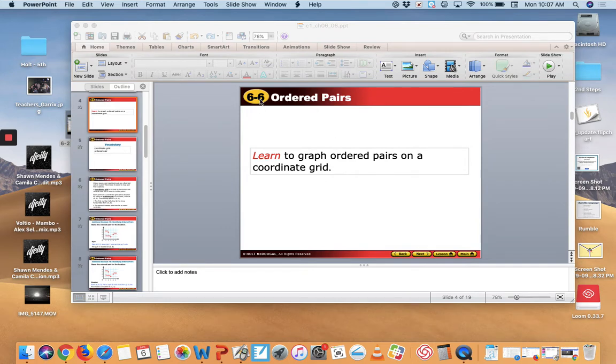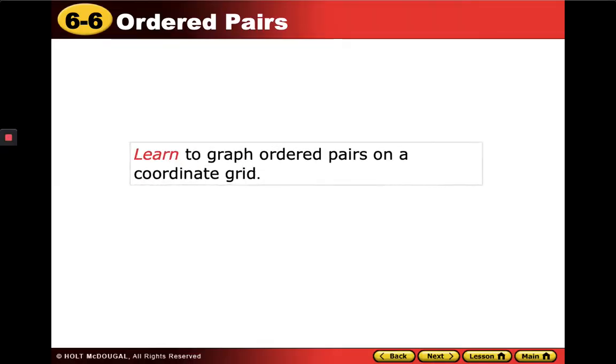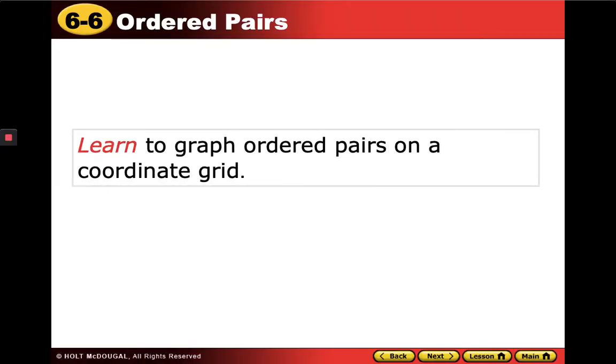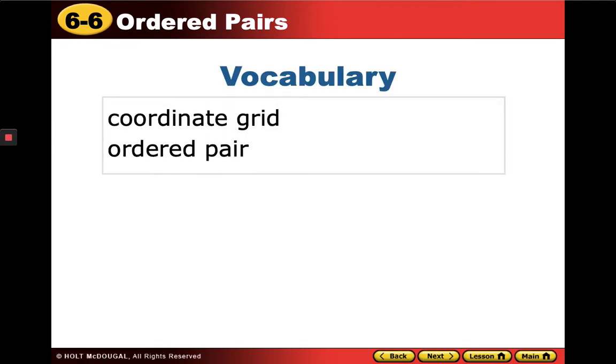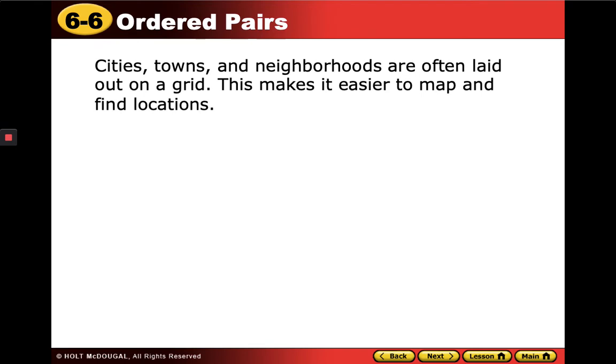6-6 right there. It has to do with ordered pairs, otherwise known as coordinate pairs. Your learning target today is I can graph ordered pairs on a coordinate grid. So let me get started here with this. Okay, you will learn how to graph ordered pairs on a coordinate grid. Your vocabulary: coordinate grid and ordered pair.